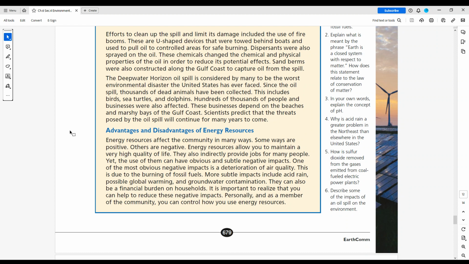The Deepwater Horizon oil spill is considered by many to be the worst environmental disaster the United States has ever faced. Since the oil spill, thousands of dead animals have been collected. This includes birds, sea turtles, and dolphins. Hundreds of thousands of people and businesses were also affected. These businesses depend on the beaches and marshy bays of the Gulf Coast. Scientists predict that the threats posed by the oil spill will continue for many years to come.